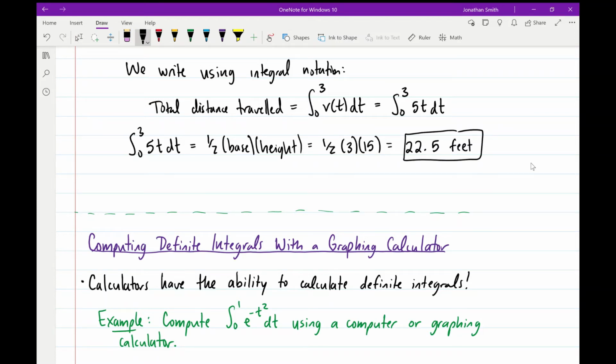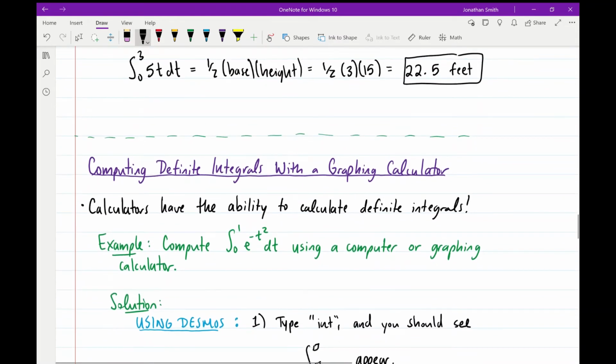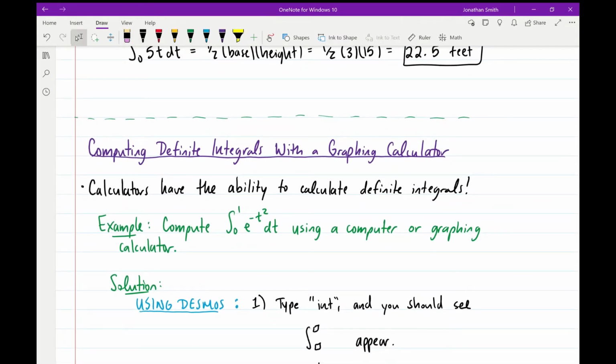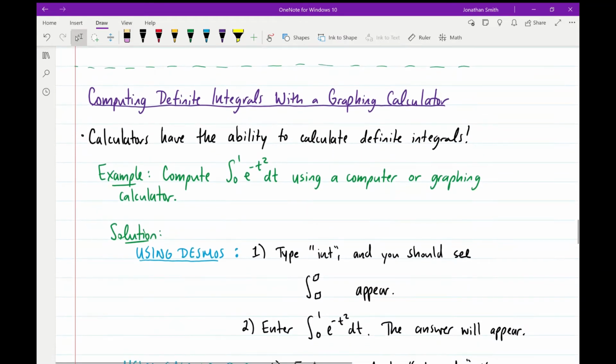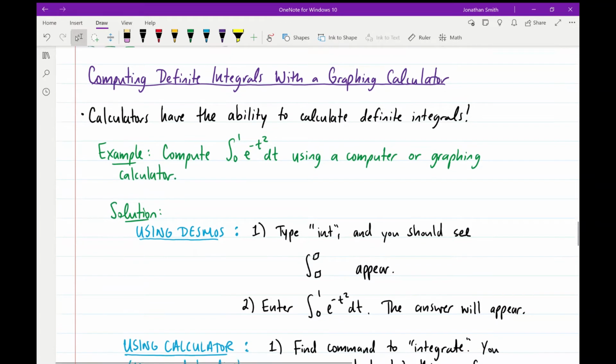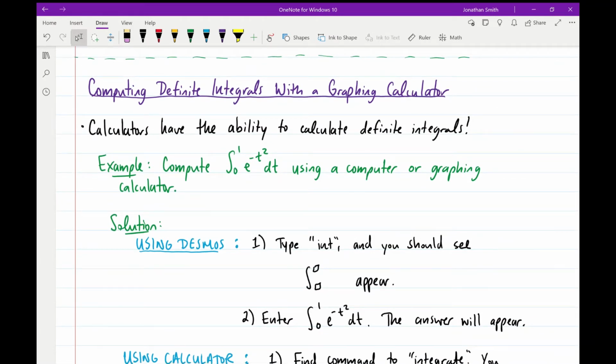So although we got lucky in the previous example, and we happen to be able to use geometry to calculate the definite integral, usually we're going to have to revert to our calculators to solve these definite integrals. But fortunately, graphing calculators and a lot of computer algebra systems have the ability to calculate these definite integrals for us. So in this section, I'll describe how you can do that.